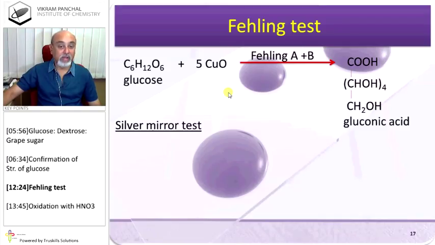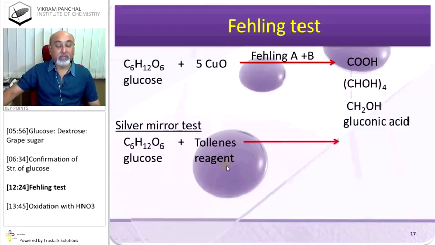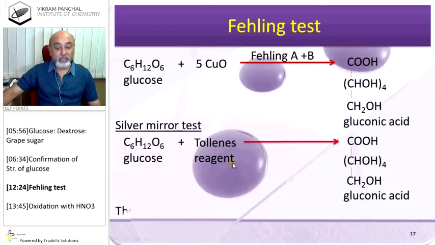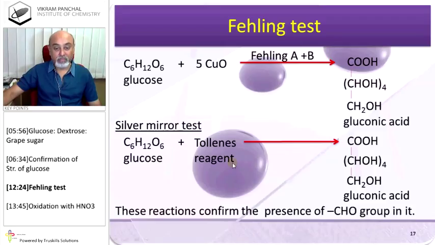Second confirmation for aldehyde is the silver mirror test, where glucose is treated with ammoniacal silver nitrate solution, which will produce Tollens reagent, that is a complex of silver, and this is again a mild oxidizing agent. It can oxidize the aldehyde group, and glucose produces gluconic acid once again, and this reaction proves that glucose must be having CHO. So this way, glucose is having a carbonyl group, which is aldehyde. Glucose is having an alcoholic group, and there are 5 OH groups.